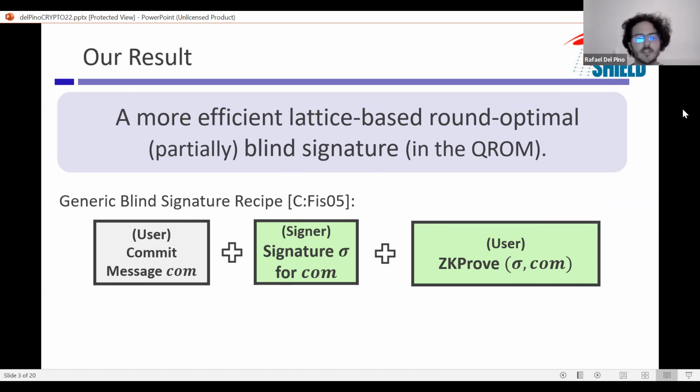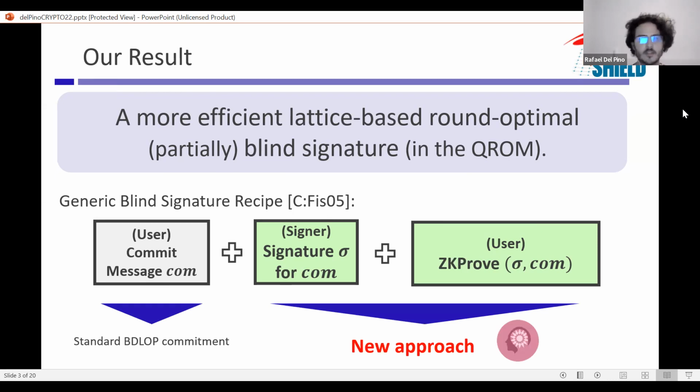So how do we do this? At a high level, we use the generic blind signature construction of Fischlin 2005, which needs a commitment, a signature scheme, and a zero knowledge proof. For the commitment, we will just use the BDLOP commitment, which is, I would say, the most used in lattice-based cryptography. And for the signature and zero knowledge proof, we will need a new approach because things don't just work easily when trying to do Fischlin on lattices.